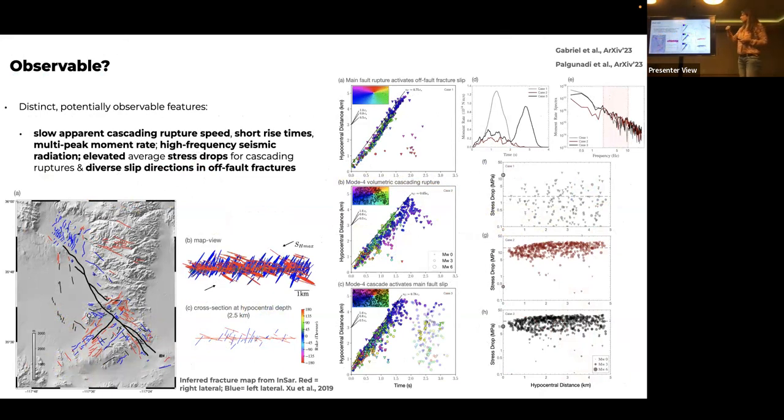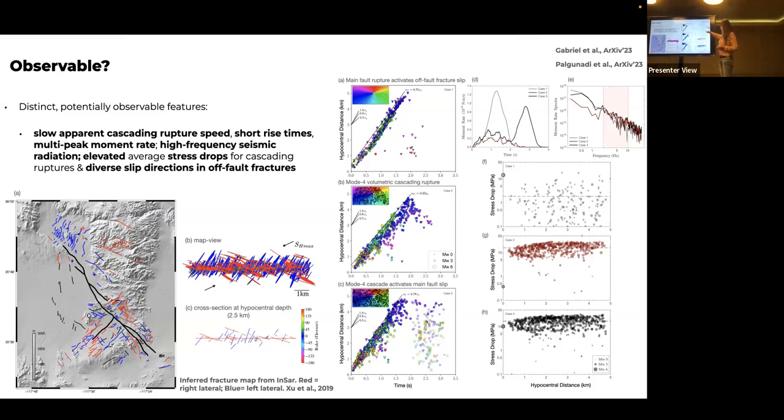So for example, we can define a cascading rupture speed. That would be the apparent rupture speed as slip propagates through this complicated fracture network, which is shown here. So this is kind of the classical example, rupture speed relatively fast. If we have the network activated during rupture, we see slower apparent cascading rupture speed. We also have short rise times, so this favors pulse-like ruptures. The moment rate release would have multiple peaks reflecting the complexity. We have slightly elevated average stress drops.